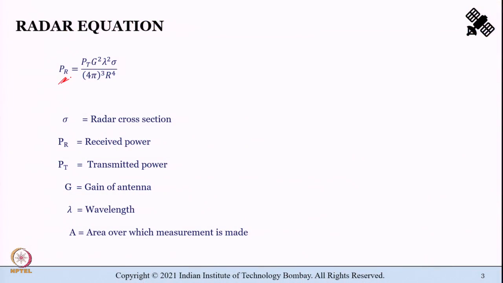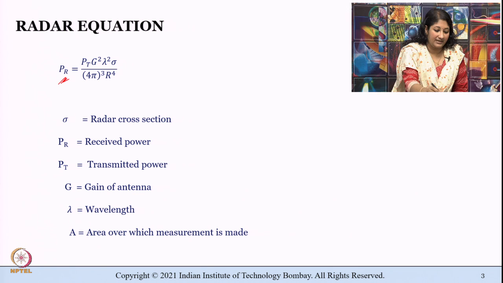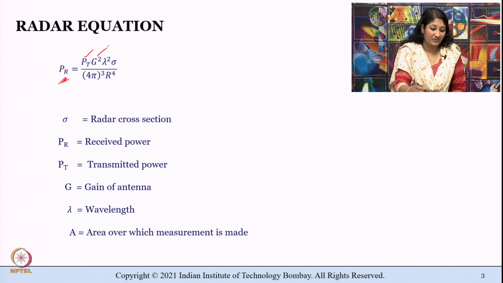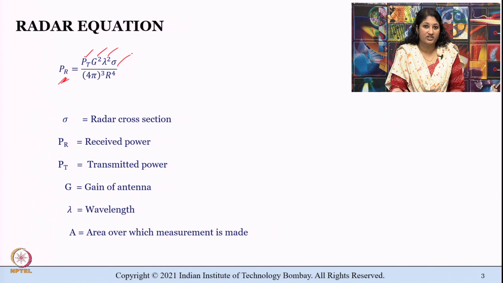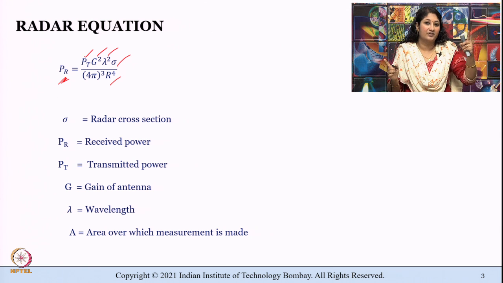It gives us the fundamental relationship which tells you about the power of received echo, P suffix R. The power of received echo is given by the radar equation. Here PT is the transmitted power, G is the gain of the antenna, lambda is the wavelength, sigma is the radar cross section, and R is nothing but the range, that is the distance from the satellite to the target.